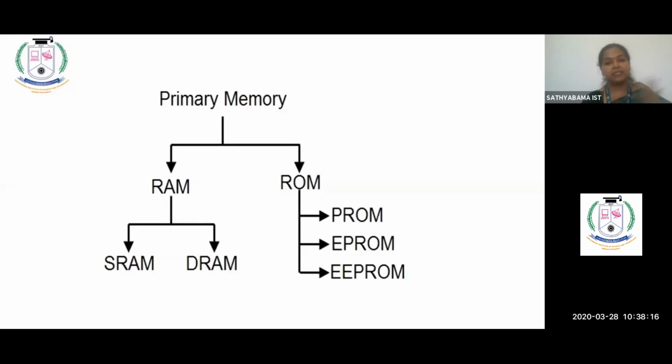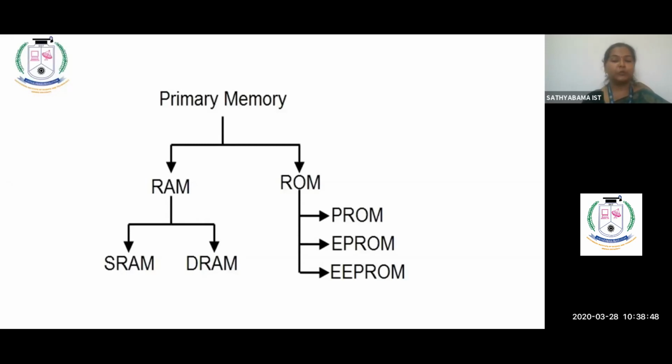Simultaneously, the read-only memory is further classified into three different types. The first one is PROM, abbreviated as programmable read-only memory. The second one is EPROM, abbreviated as erasable programmable read-only memory. And the last one is EEPROM or E2PROM, abbreviated as electrically erasable programmable read-only memory. So let's see each one in detail.